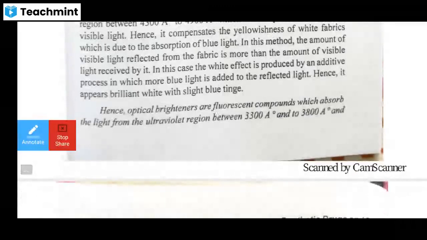These regions are helpful. Hence the optical brighteners are fluorescent compounds which absorb the light from the ultraviolet region between 33,000 angstrom and 38,000 angstrom.